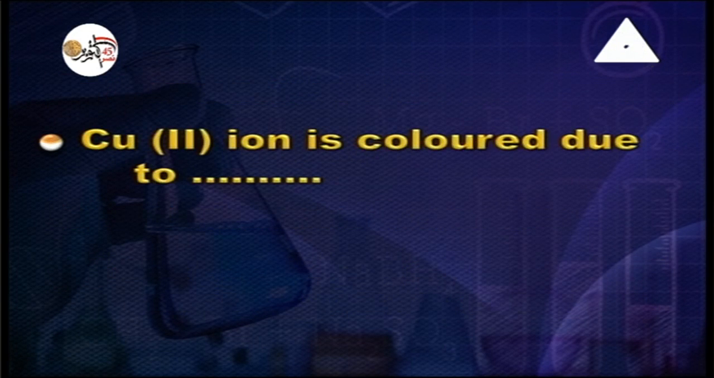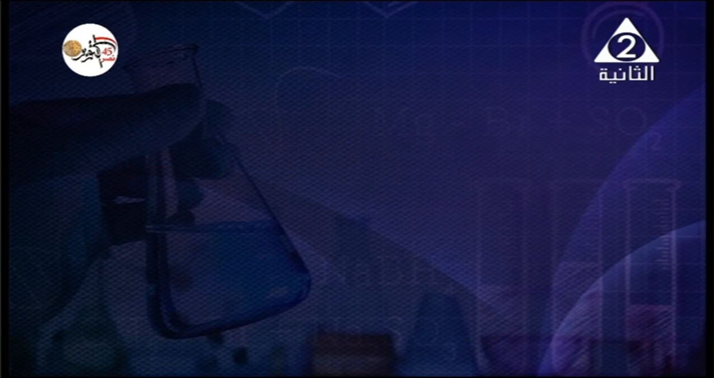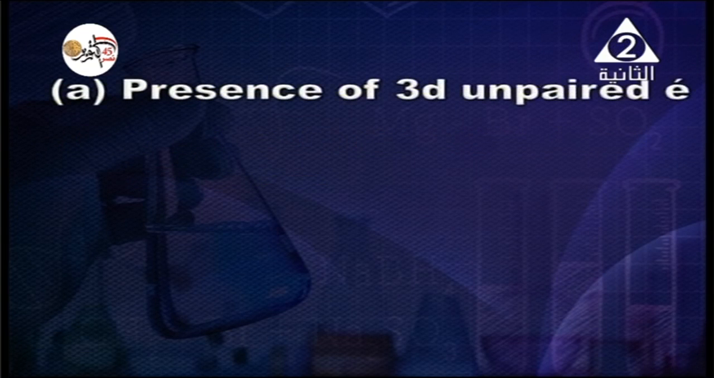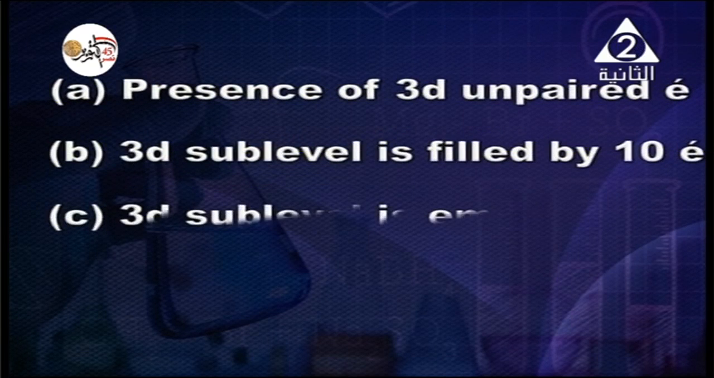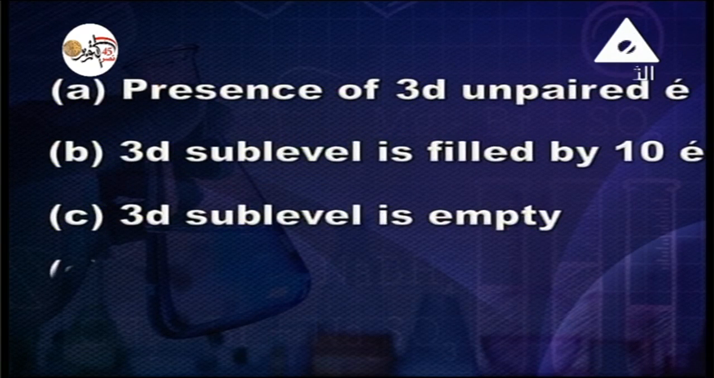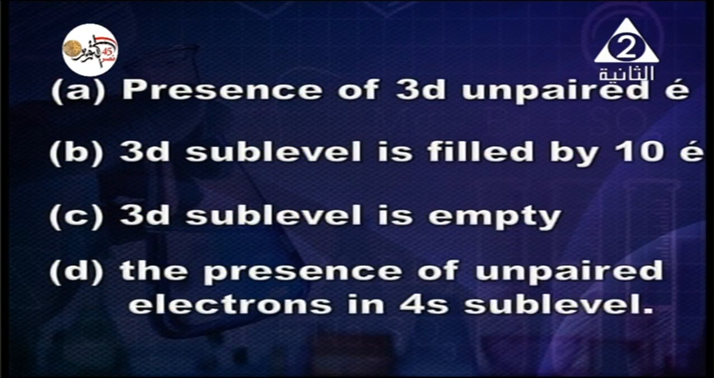Next point. Copper 2 ion is colored due to what? Presence of 3d unpaired electrons. 3d sublevel is filled by 10 electrons. 3d sublevel is empty. The presence of unpaired electrons in 4s sublevel. If you think about the answer, yes, it will be the presence of 3d unpaired electrons.